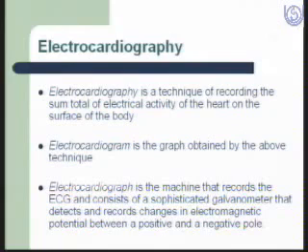It basically consists of a sophisticated galvanometer that detects and records changes in electromagnetic potential between a positive and a negative pole. It's basically a galvanometer. So whosoever is interested in physics will find it very easy to understand how it records the changes in electromagnetic potential and then gives us such valuable information about the electrical activity occurring in the heart.